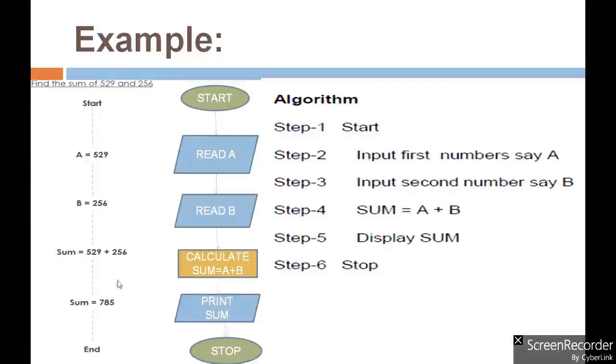Okay, so we should not write like this: read A equal to 529, read B equal to 256, and sum is equal to 529 plus 256. It is not allowed to write specific values of the variables in a flowchart as well as in an algorithm.